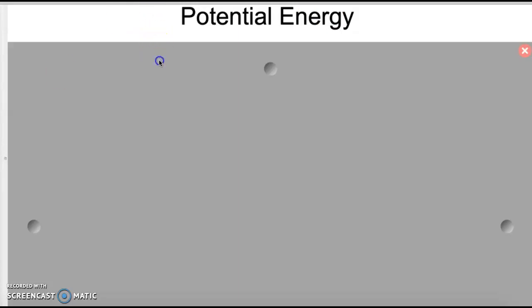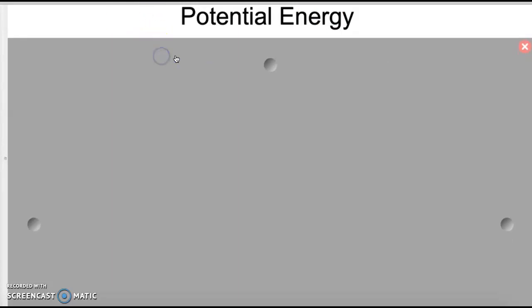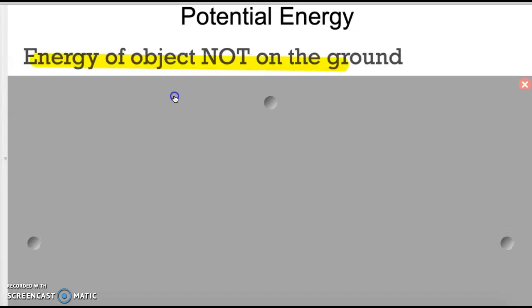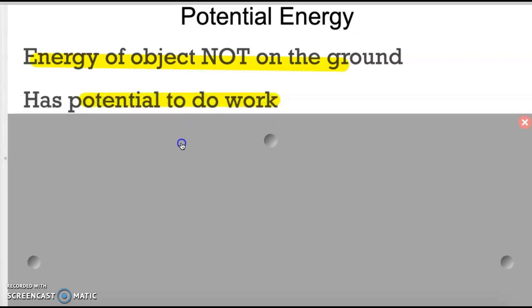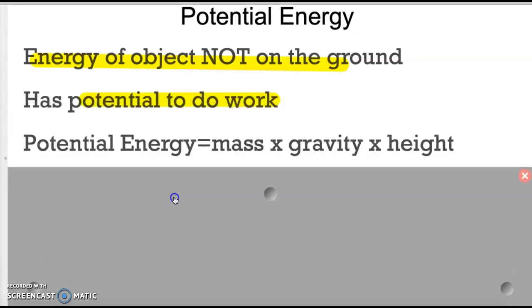Right, so potential energy, think of it as it has the potential to do work. The energy of the object is, first of all, it's not on the ground, but it is also not moving. So it has the potential.